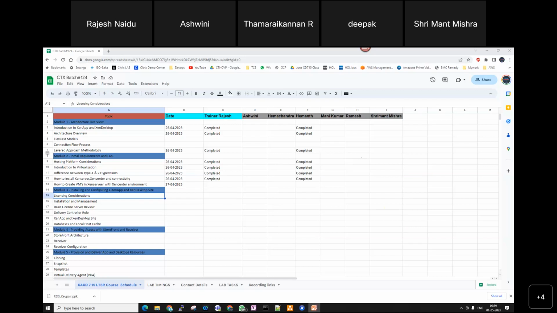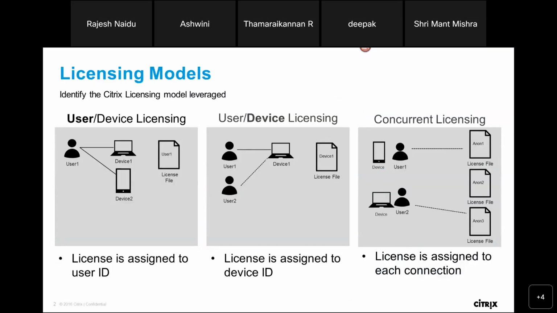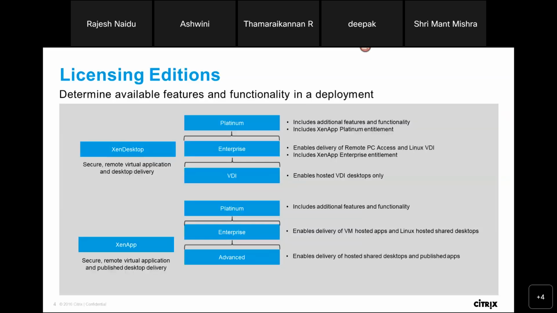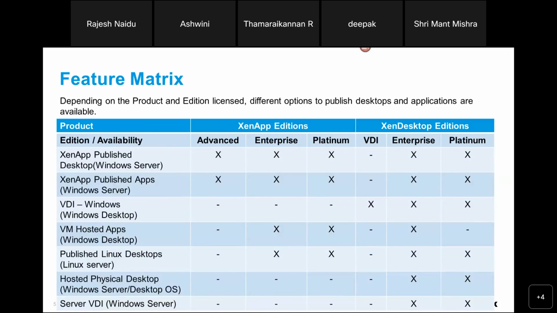License. Licensing, right? Especially how many types of license models there are. Based on the organization, how the users are using the system and the nature of work, we will decide which license we need to buy from Citrix. And we discussed the difference between concurrent versus user and device licenses, and what licensing editions are available. And what features are available in the editions, and especially which editions have all the features available.